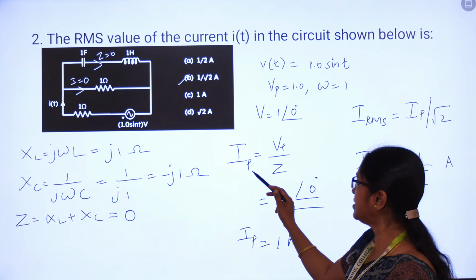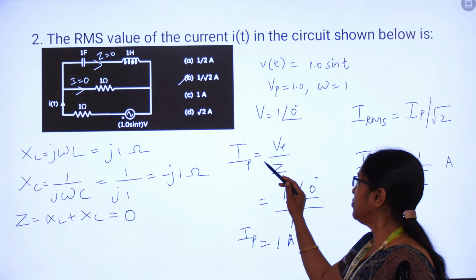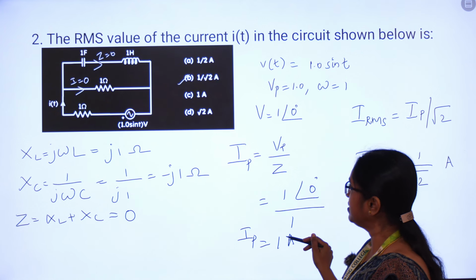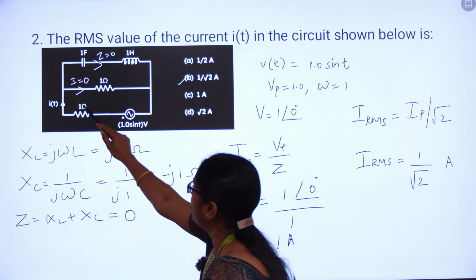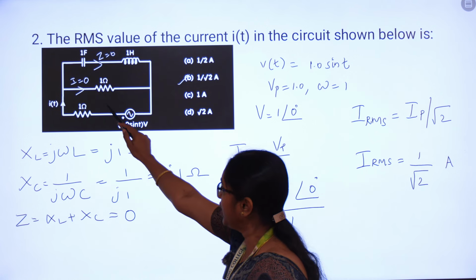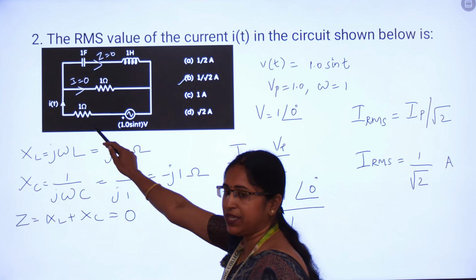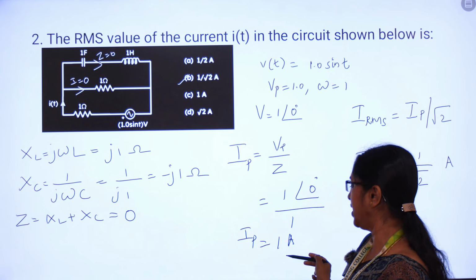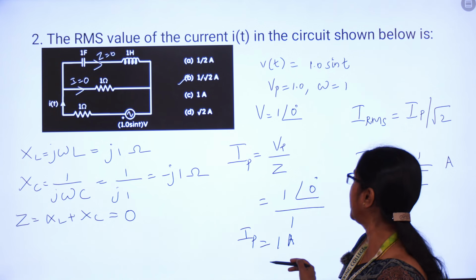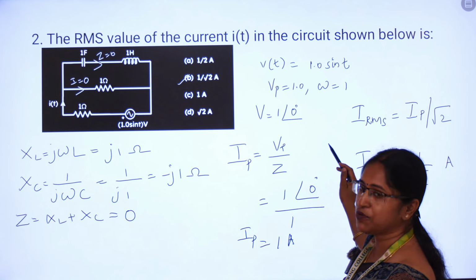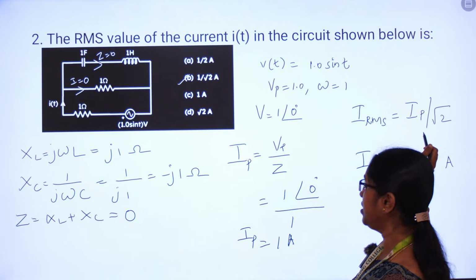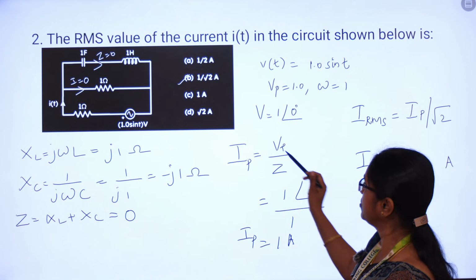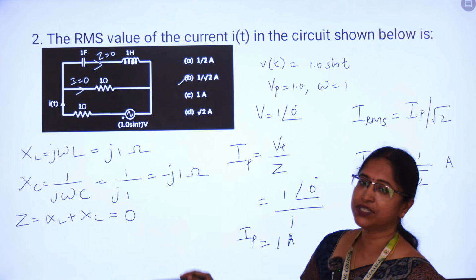So the formula for current is V by Z. The magnitude of Vp is 1, so 1 angle 0. Here you don't have any reactance. You have only real parts. Therefore, Z is equal to 1. So 1 by 1 is nothing but 1 amp. So your peak current value is 1 amp. Now your RMS value, as I said earlier, is your peak current divided by root 2. Therefore, your RMS value is 1 by root 2 amps. So that is the correct answer for this system.